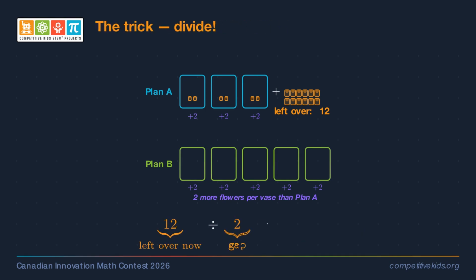Now we use the leftover trick. With matched vases, 12 flowers are left over. Plan B has 2 more vases than Plan A. Divide. 12 divided by 2 equals 6. Each matched vase holds 6 flowers.